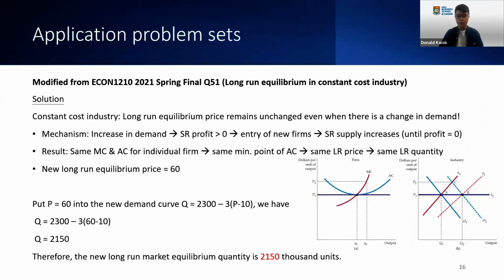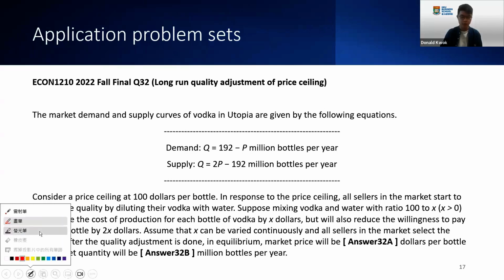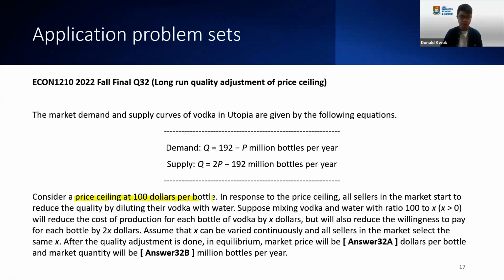And yeah, I'll move back to the slide and we'll discuss the last question in this topic, which is about a long-run quality adjustment of price ceiling. So we are given the demand and supply functions here, and we have a price ceiling of $100 per bottle of vodka. So this is actually an effective price ceiling. You do need to check the effectiveness of the price ceiling, but suppose I let you know that this is effective.